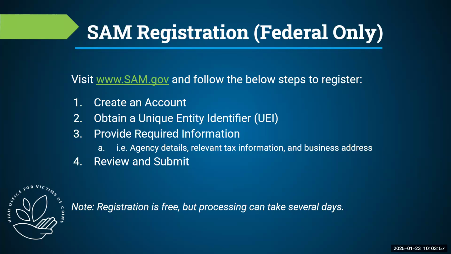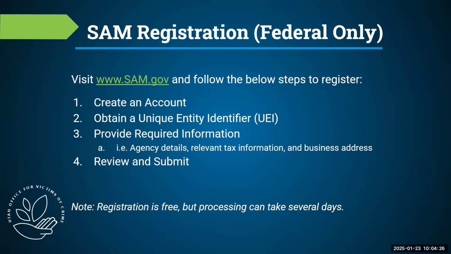First, once you arrive at the website, you'll need to create an account if you have not already done so. To create a SAM account, select Sign Up and provide the required information. Step 2 is to obtain a Unique Entity Identifier, or UEI for short. During the registration process, your organization will be assigned a UEI, which is required for federal funding applications.